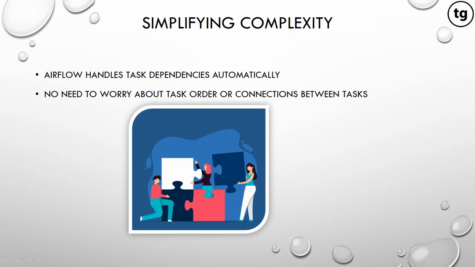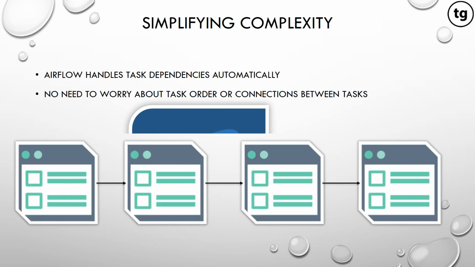The third feature which Airflow provides is that it simplifies the complexity, which means even if your tasks depend on each other, Airflow handles these dependencies automatically. Airflow automates task dependency management based on DAG structure. Tasks can run sequentially, in parallel, or based on specific conditions, enabling complex workflow logic without manual intervention.